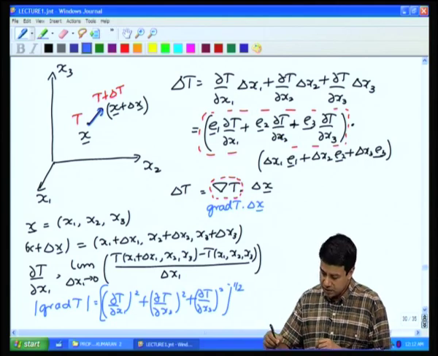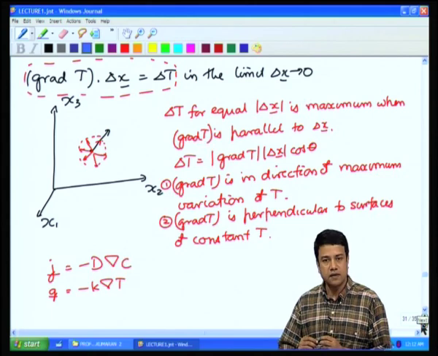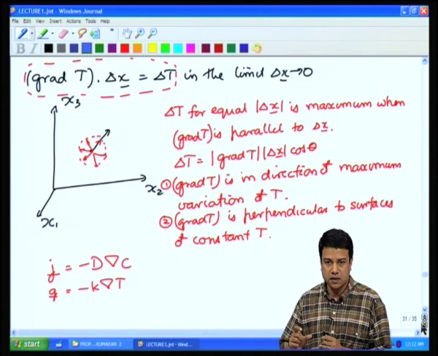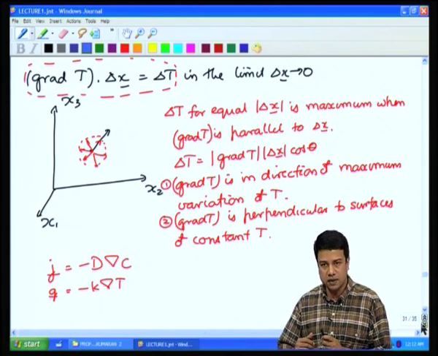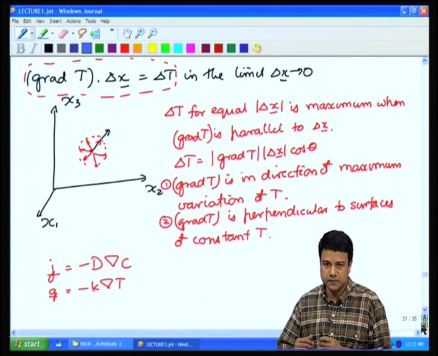Okay. I had given you a physical interpretation of grad t. If I sit at one particular location and I move a small distance, the distance is the same, the direction is different. So, I move a small distance of equal length in different directions and I look at the change in temperature. Change in temperature is grad t dotted with delta x. So, that change in temperature is going to be the largest where grad t and delta x are in the same direction.